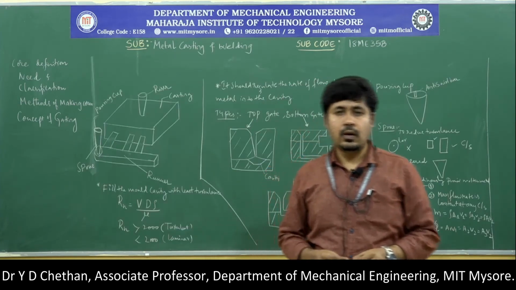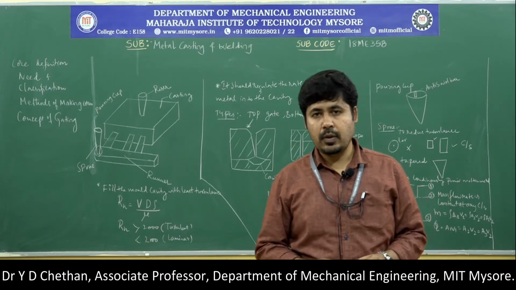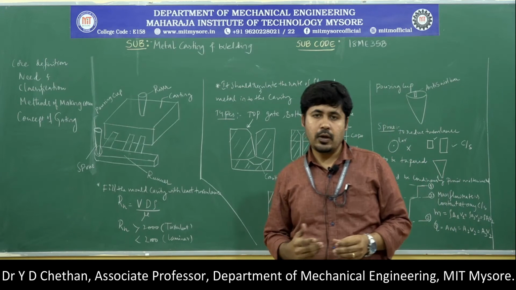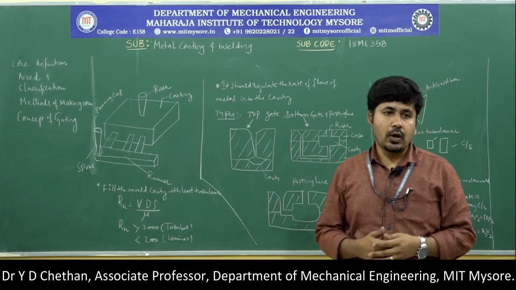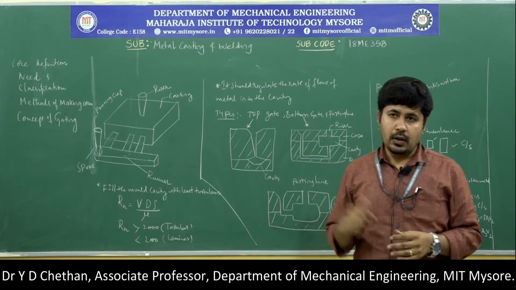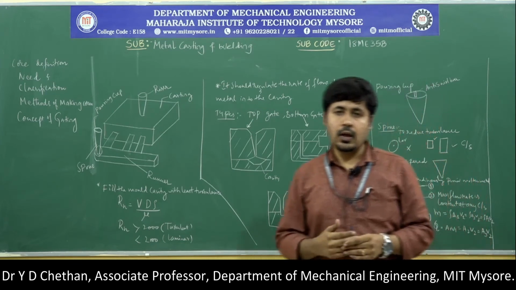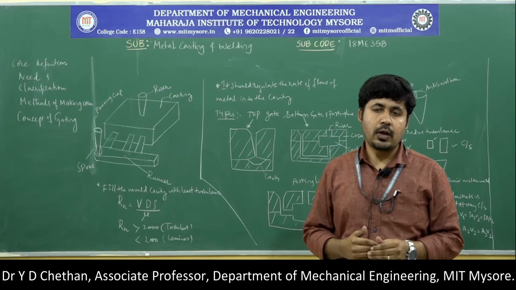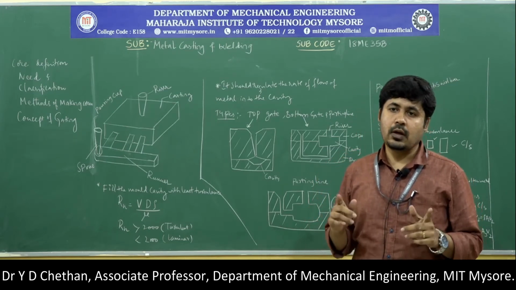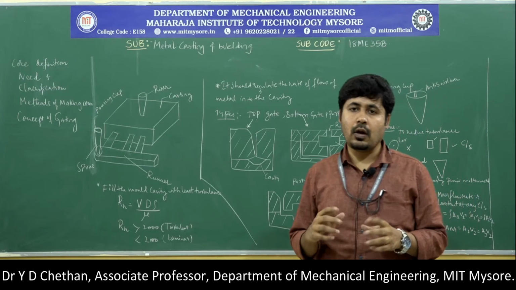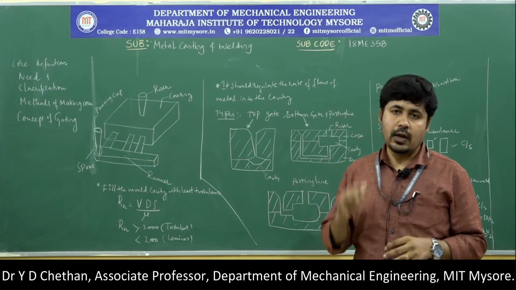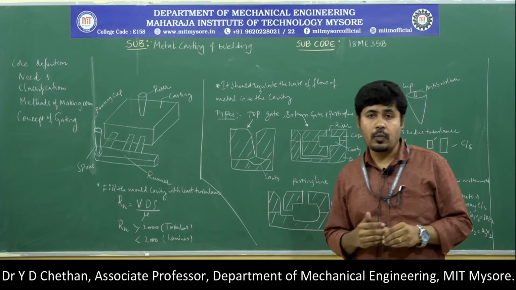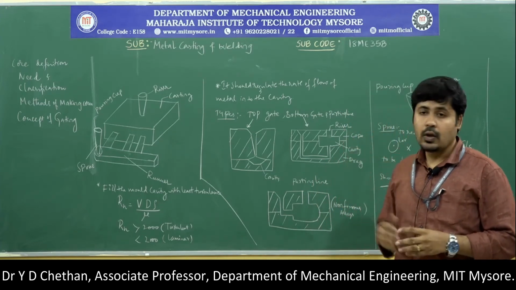Core material should possess higher permeability and flowability as well. Permeability in the sense that it is the ability of a sand to let the hot gases go out of the system in case of core. Similarly, it should possess higher flowability. Flowability is the ability of the sand to flow into each and every nook and corner of the particular cavity when the ramming process is taking place. These are all the desirable properties for the core sands.